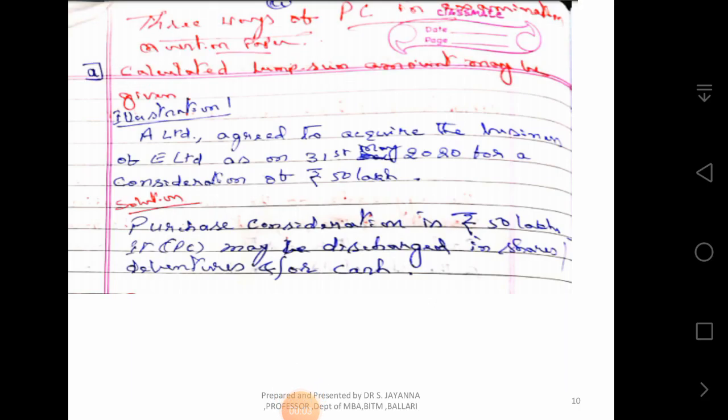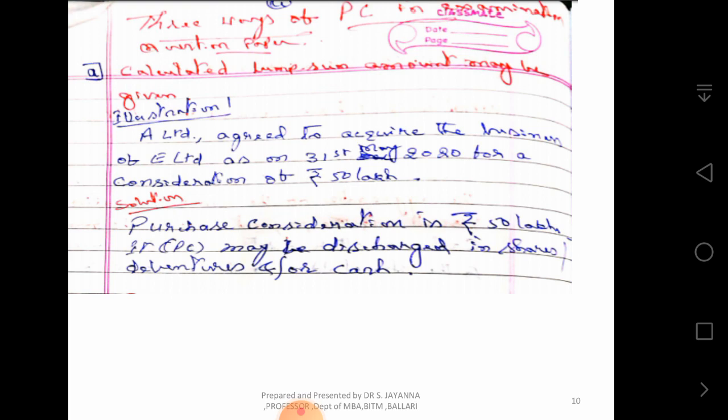Sir, friends, we can calculate purchase consideration under three different ways. First one is lump sum method, second payment basis method, third assets takeover method. Coming to first one, lump sum amount might have been given in the question paper itself. So, the lump sum amount normally is given. That amount which is payable is known as lump sum method of calculating purchase consideration.